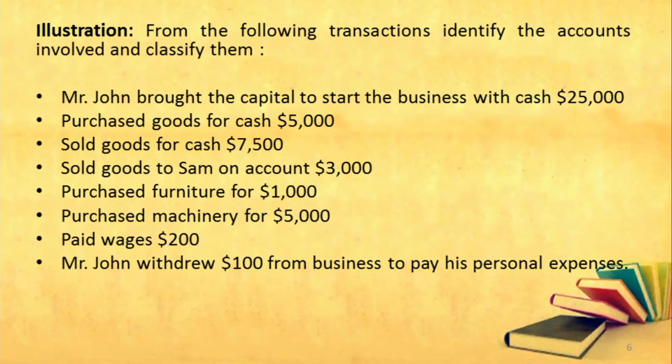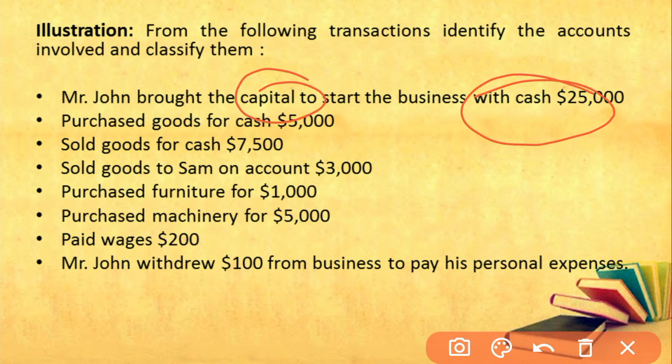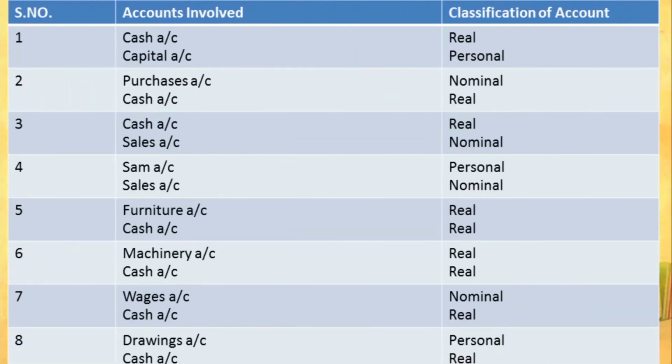Let's move further. I've taken an example over here. So in this example you have to tell me about the accounts involved and you have to also classify them. We will study one by one. First, it says Mr. John bought the capital to start the business with the cash. So what are the two accounts involved over here? My capital account and cash, right? One is my cash account and one is my capital account.